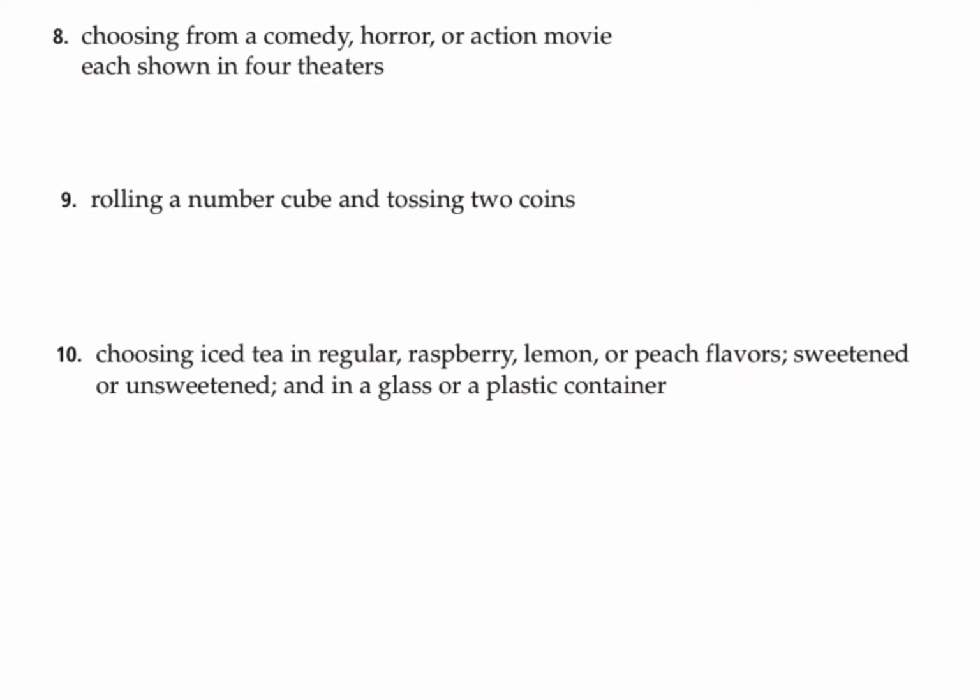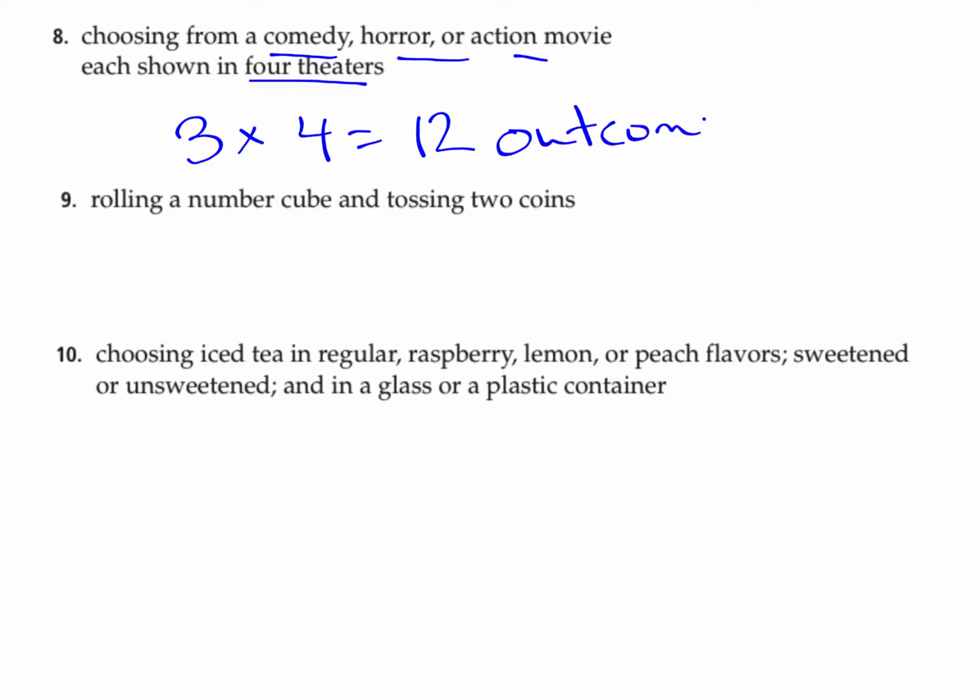Okay. Number 8, choosing from a comedy, horror, or action movie, each shown in 4 theaters. All right, we have 3 different movie genres and 4 theaters. That gives us 12 outcomes. Now maybe I could call these 12 dates if you're going to a movie at one of 4 different theaters on a date, but we'll just call them outcomes.